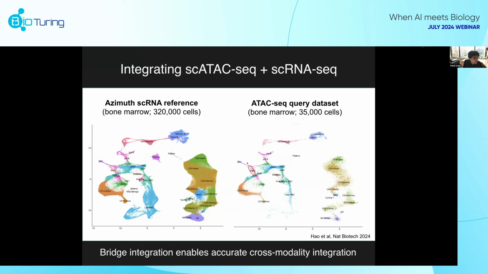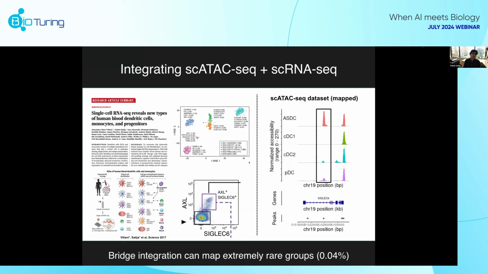If you look closely, you can see that I've circled a group of cells in the ATAC-seq data set. We've annotated them as ASDC. These are actually some of the rarest cells in the bone marrow. They're something like 0.002% of all human bone marrow cells. And actually, this is a population that I had helped to discover in my postdoc with Aviv Regev and Chloe Villani and Nirmal Cohen. And it's a new type of dendritic cell.